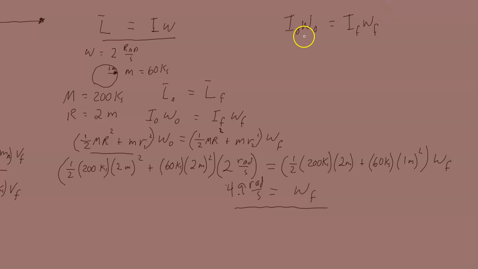Since angular momentum is conserved, if I suddenly goes down and gets smaller, omega has to get bigger to compensate. If we increase our moment of inertia, omega will get smaller. So these two are inversely proportional to each other. If you want to spin slower, then make your moment of inertia bigger.